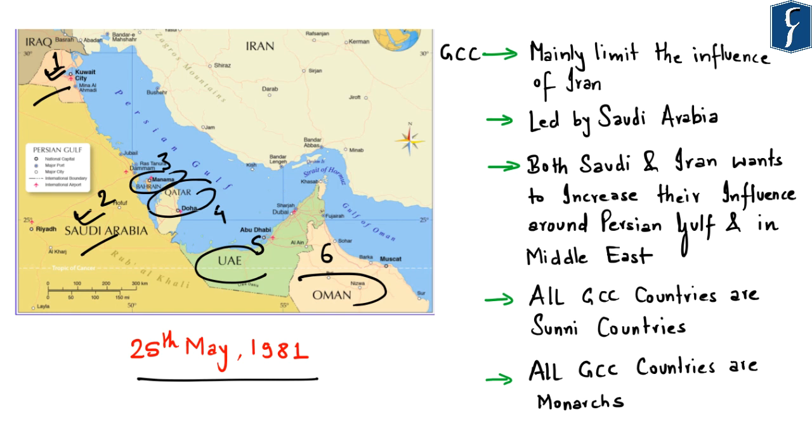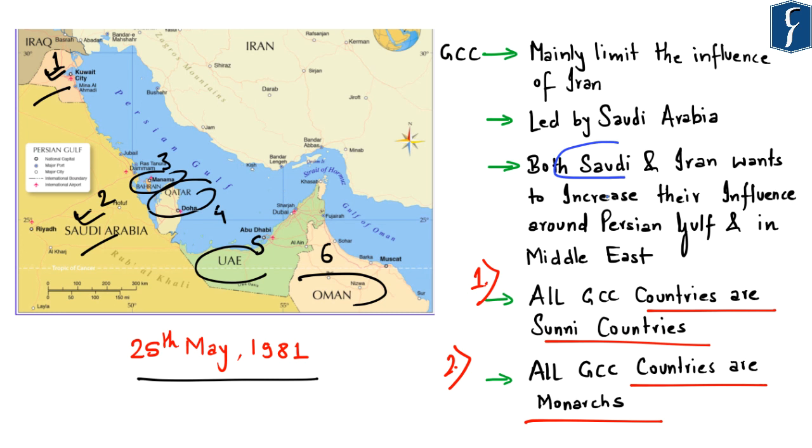Now there are 2 important aspects to be remembered here. First is the fact that all GCC countries are Sunni countries, and second, all GCC countries are monarchies. So these 2 become important aspects to be remembered from the perspective of your UPSC prelims examination. Now in this regard, you must understand that both Saudi Arabia, which is a Sunni dominated country, and Iran, which is a Shia dominated country, want to increase their sphere of influence around the Persian Gulf as well as in the Middle East.